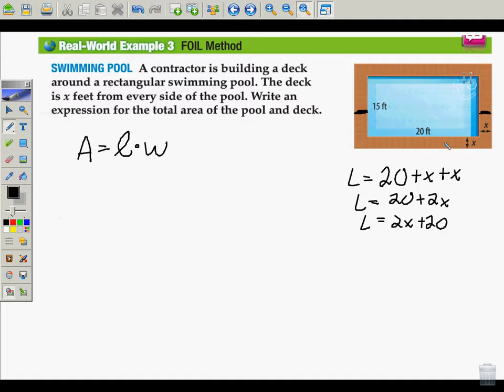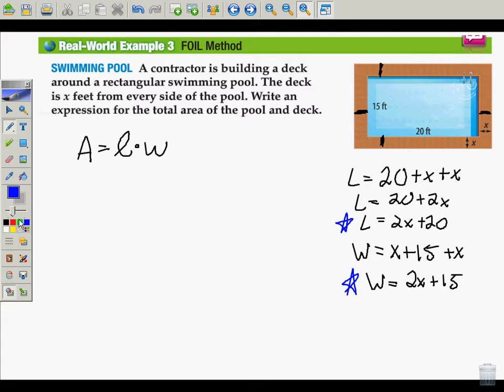For width, it's going to be the same thing. I've got X feet here, and I've got my 15 feet across the pool and another X feet there. So for width, it would be the same thing, X plus 15, because the pool is 15 feet wide, plus X, which if I simplified that down by combining like terms, I would get 2X plus 15. So now I know what my length is, and I know what my width is using this diagram. So now I can say what my area is.